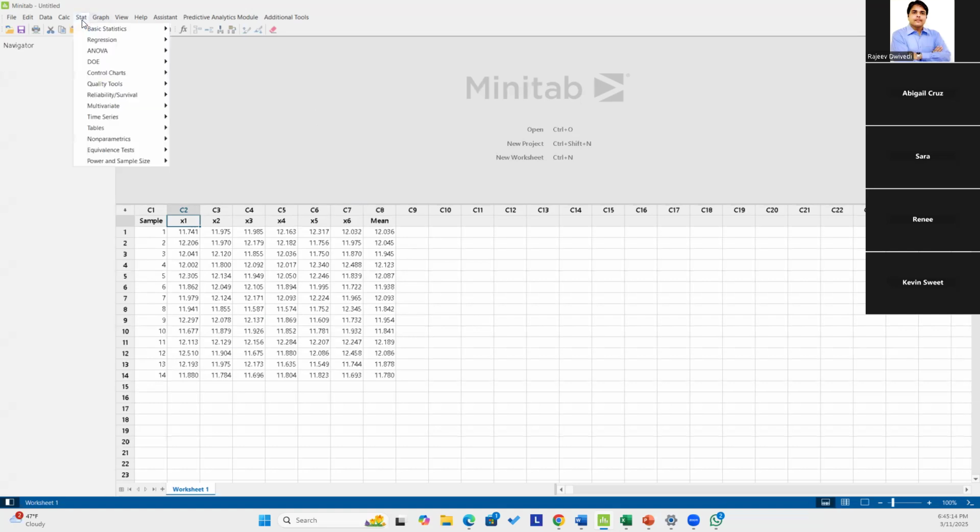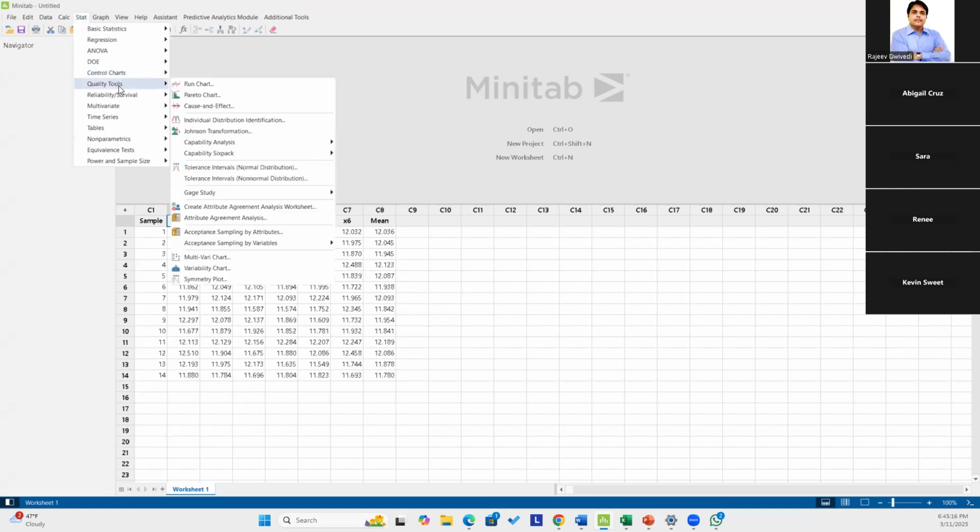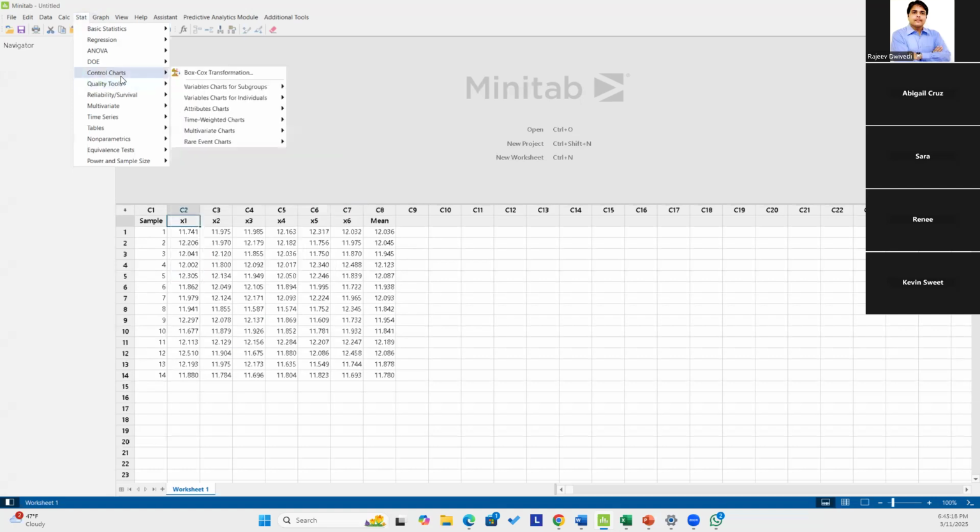Here we have statistics and quality tools, and here, sorry, control charts. And here can you see the X bar chart, R chart, and S chart? You have all the charts here. And here we have P charts also. So under these control charts, you have all the options.